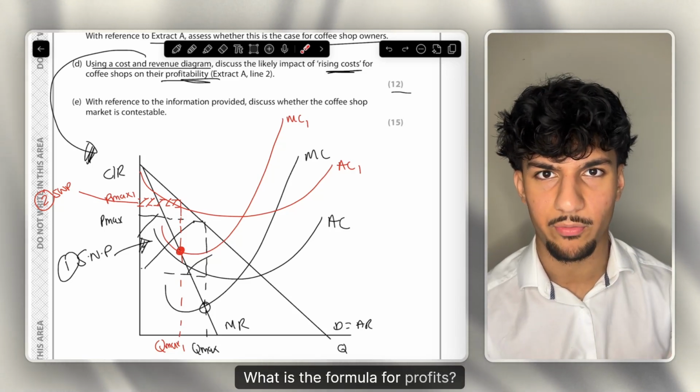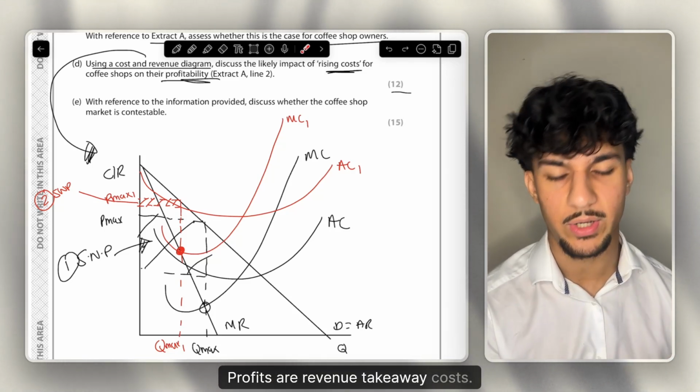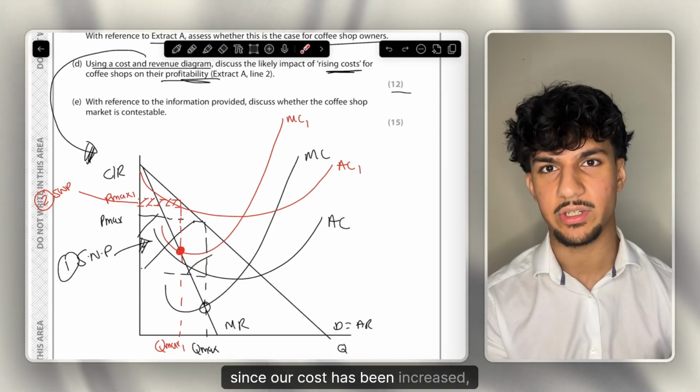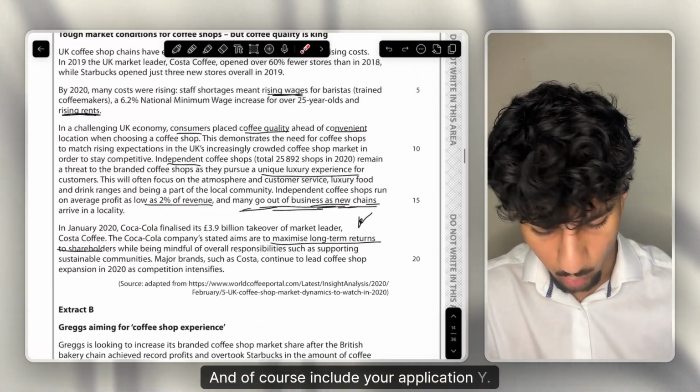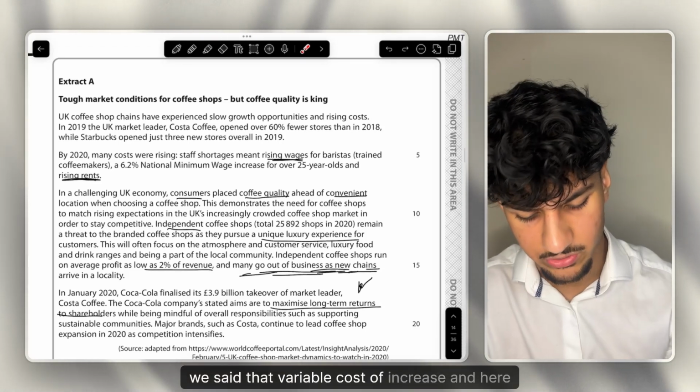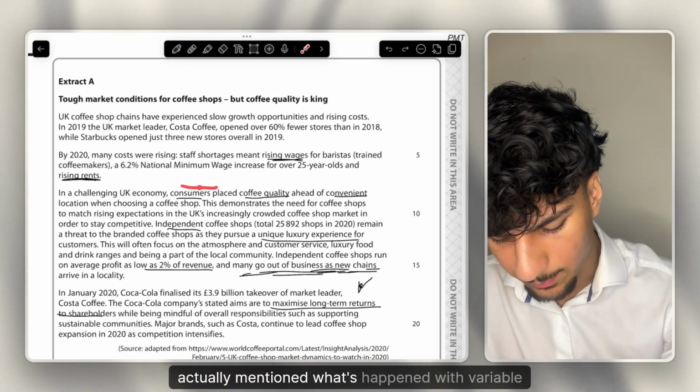And of course, what is the formula for profits? Profits are revenue takeaway costs. Therefore, since our cost has increased, it means that the overall profit has decreased. And of course, include your application why. So we said that variable costs have increased, and here it actually mentioned what's happened with variable costs.